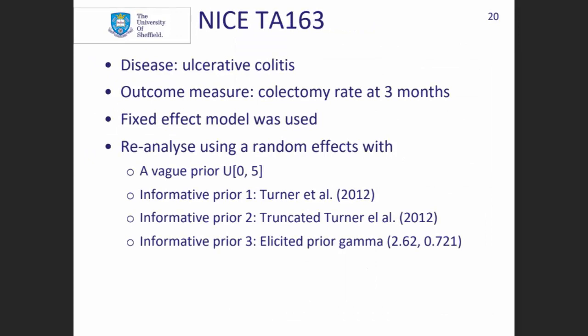So now I'm going to show you the reanalysis results of this NICE TA 163 using a random effects model with a vague prior and also some informative priors. We're using 3 informative priors here. One is the Turner prior, the second one is the truncated Turner prior using the upper bound we've elicited from the expert. And the final prior is a fully elicited prior distribution for the heterogeneity parameter.